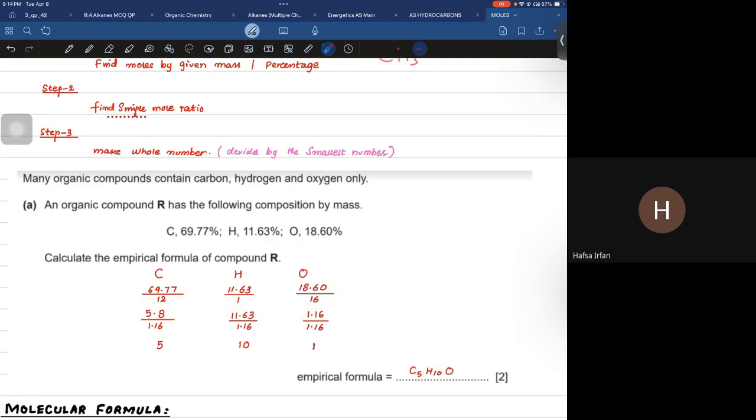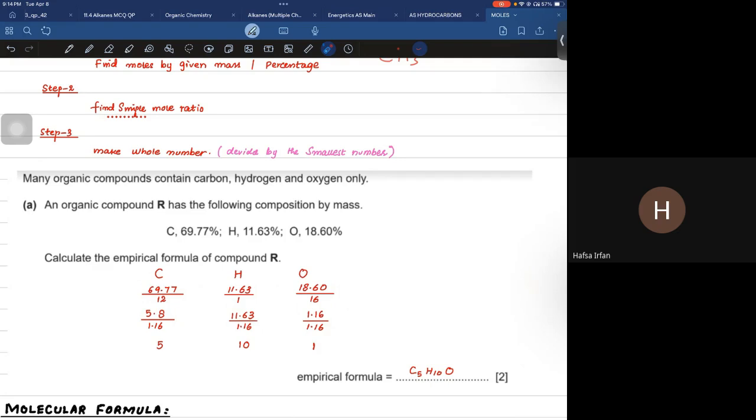Then of course, step number two says you have to find out the simple mole ratio. Which is the smallest number? Of course, 1.16. I'm going to divide all the numbers by 1.16, which is the smallest number. This is the method that you must follow.